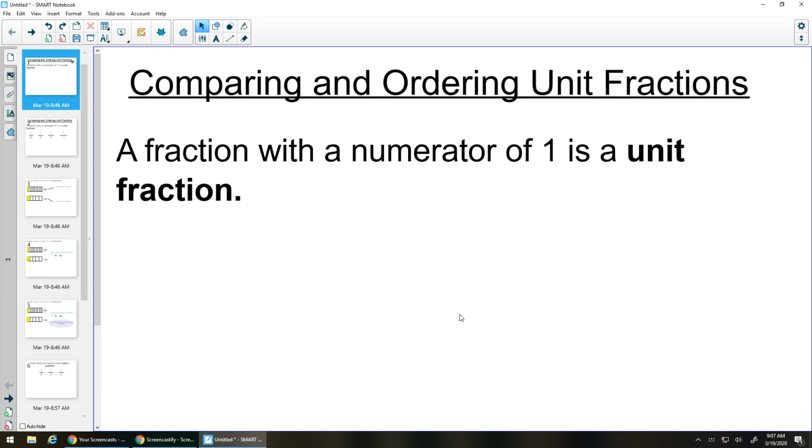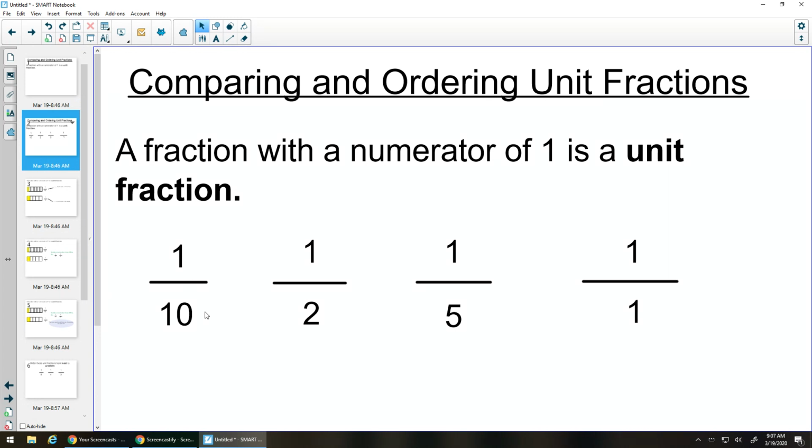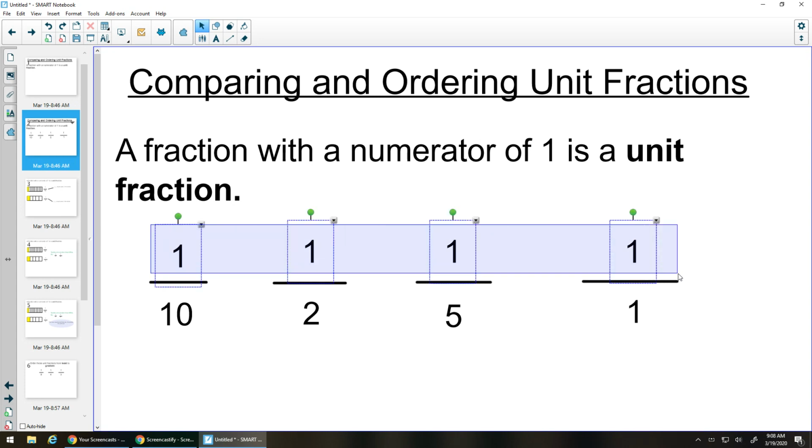Today we're going to learn how to compare and order unit fractions. First, we must have a good understanding of what a unit fraction is. A unit fraction is any fraction with a numerator of 1. For example, 1/10, 1/2, 1/5, and 1/1 are all examples of unit fractions because they all have a numerator of 1.